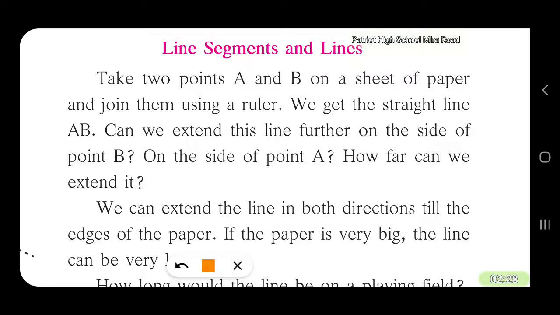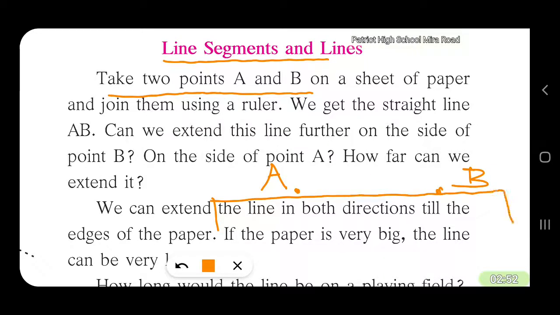Line segments and lines. Take 2 points A and B on a sheet of paper. Suppose you have point A here and point B on a sheet of paper. Then, making use of a ruler, you can join them. You place a ruler here, and with the help of a pencil you draw a line over here. You can connect the 2 points A and B.